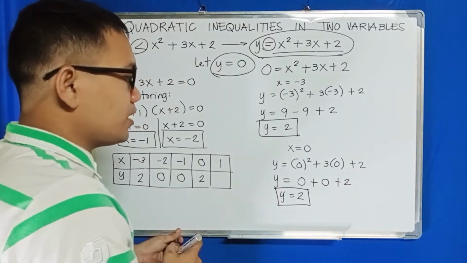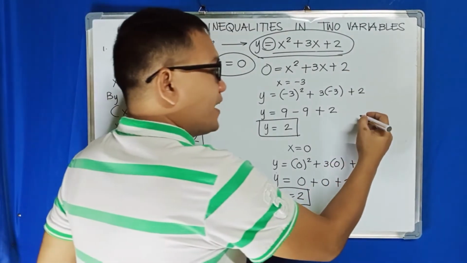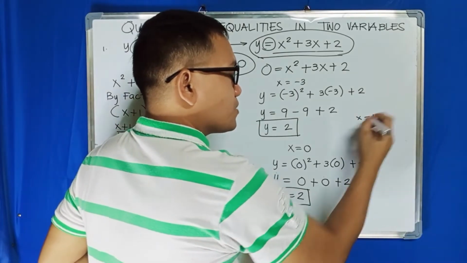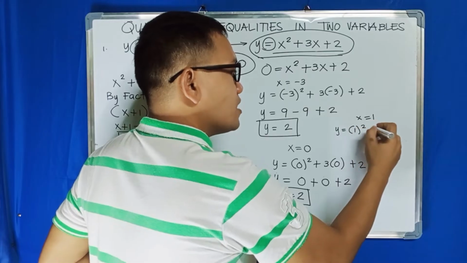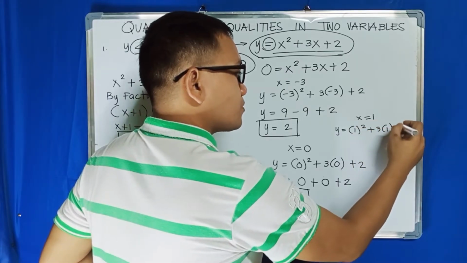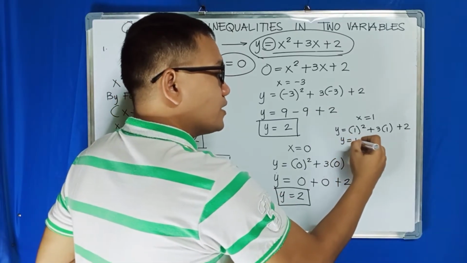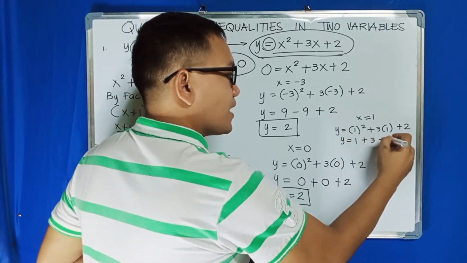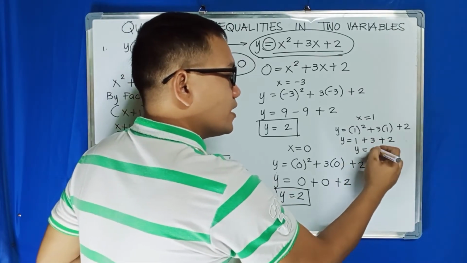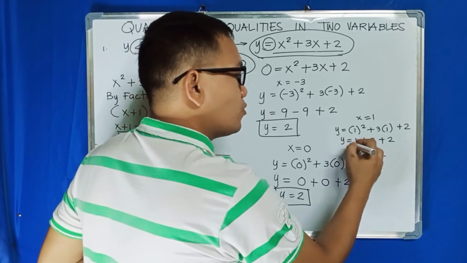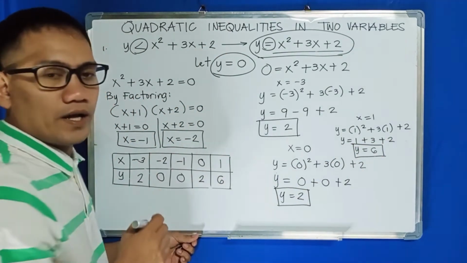And to complete our table, let us determine the value of our y when x is equal to 1. So if x is equal to 1, y is equal to, substitute all x by 1, so you have 1 squared plus 3 times 1 plus 2. To simplify, y is equal to 1 plus 3 plus 2. So y is equal to the sum of 1, 3, and 2. It is 6. So the value of our y is 6 when x is equal to 1.